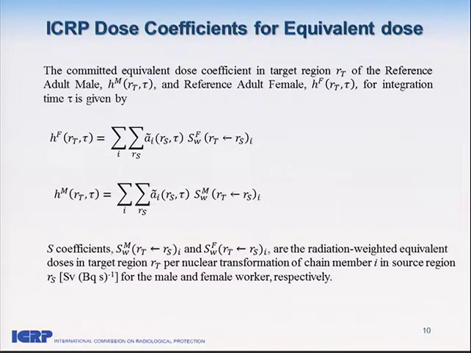So there's a female S coefficient and a male S coefficient for every combination of source region and target region for all radiation particles: monoenergetic photons, monoenergetic electrons, monoenergetic alpha particles. And so the S coefficient is simply the dose per decay, is one way to think about it. Multiplied by the total number of decays per intake, it gives you the dose coefficient in terms of organ equivalent dose.